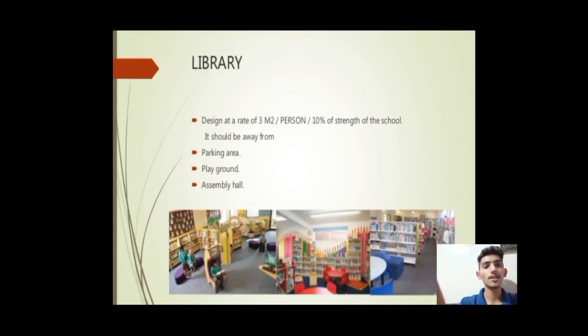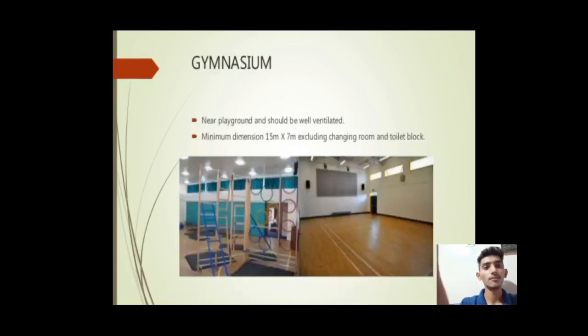Library: design at the rate of 3 m2 per 10% of the strength of the school. It should be away from parking area, playground, assembly hall. Gymnasium: near playground and should be well ventilated. Minimum dimension 50 m and 7 m including changing room and the toilet block.